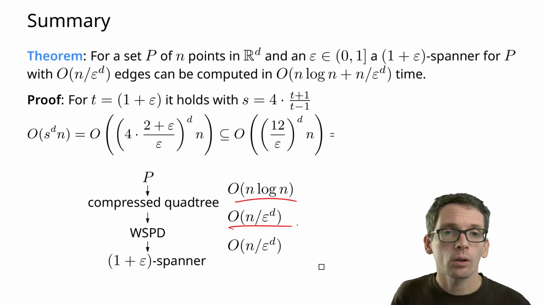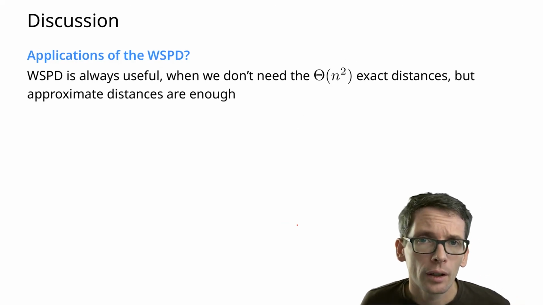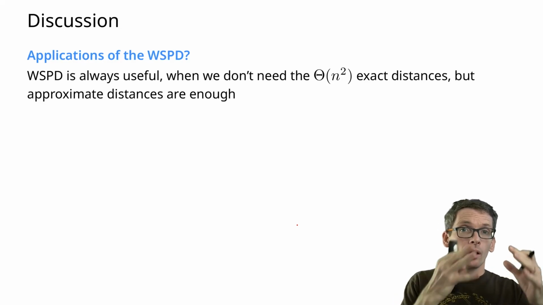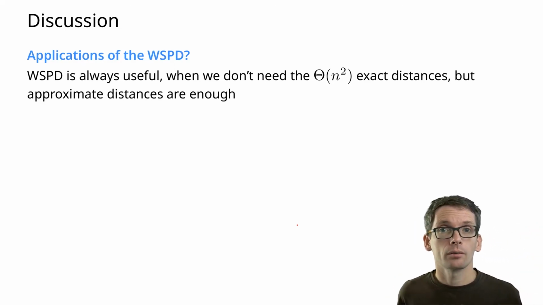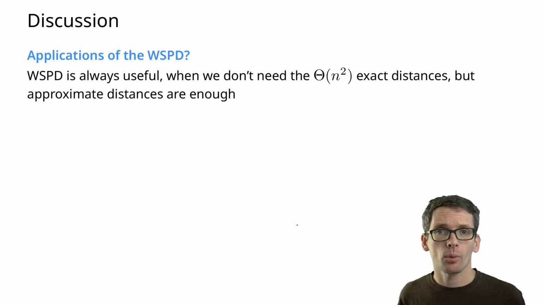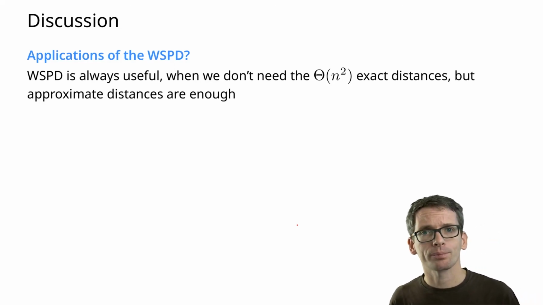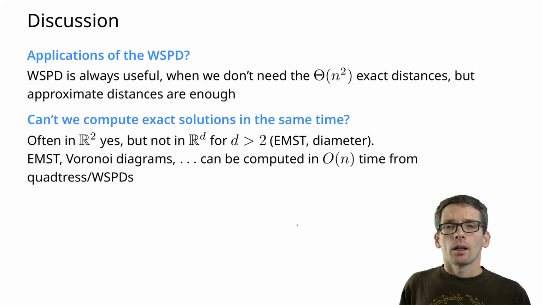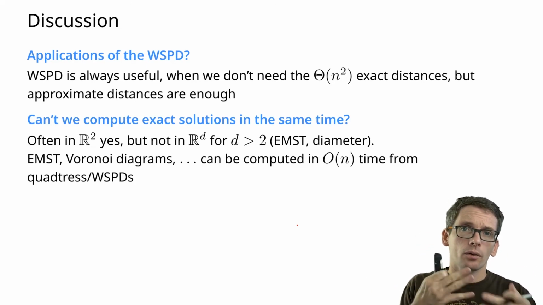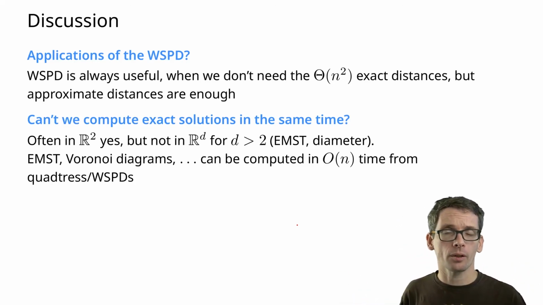Just a few more remarks. What else can the well-separated pair decomposition be used for? Essentially, always when we want to approximate the quadratic number of distances between pairs of points by some small graph. So generally it is useful for geometric approximation algorithms. Now, in many settings, using the well-separated pair decomposition is not faster than computing the actual object that we want to compute.